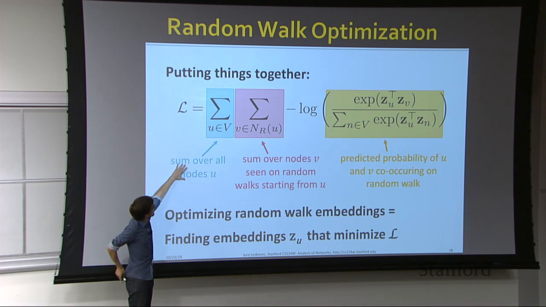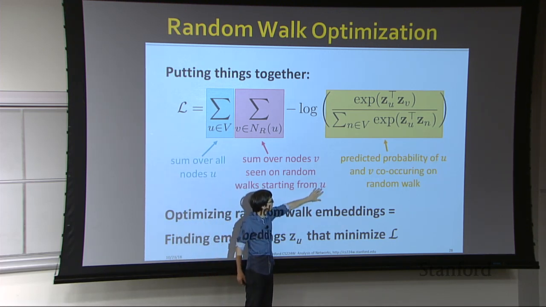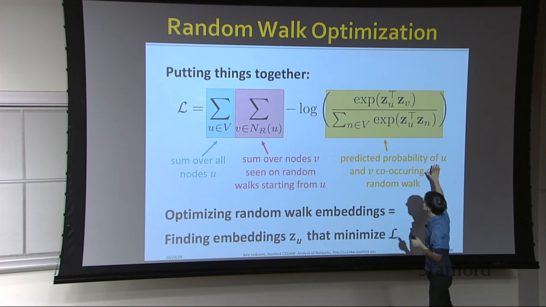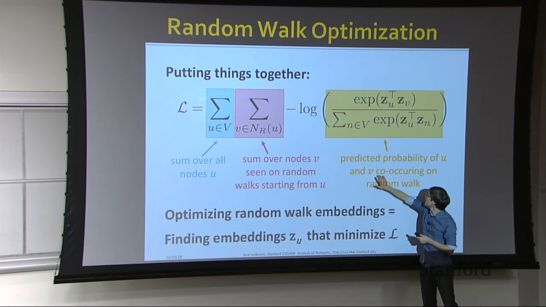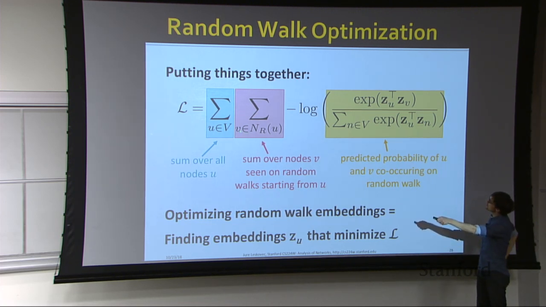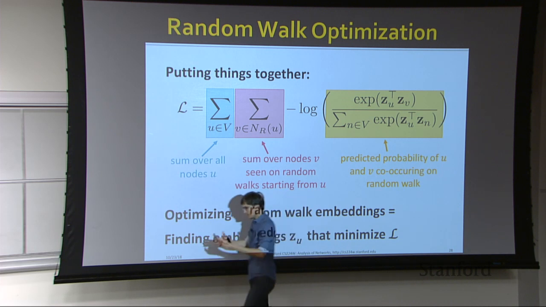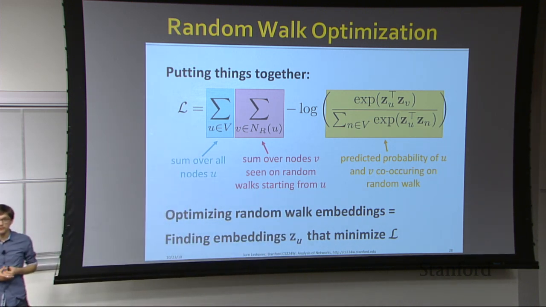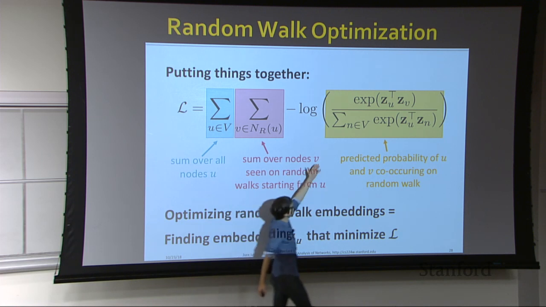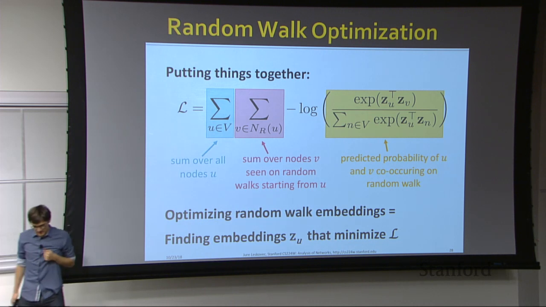So this is now the sum over all the nodes U, sum over all the nodes V seen from random walks starting from node U, and then here is the predicted probability of U and V co-occurring in the random walk. Here is node U, here is node V, these are the coordinates of U, these are the coordinates of V, and this is a particular choice of how I am going to model the probability of co-occurrence. One could choose other ways to model this. We chose the softmax for the reasons I mentioned.